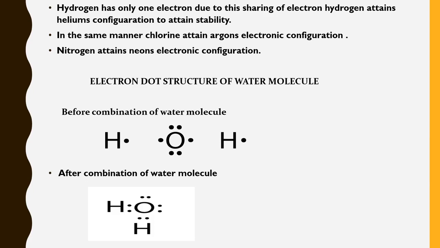Next, we are moving to the electron dot structure of the water molecule. How does the combination take place? Before combination, oxygen has 6 electrons in the valence outer shell, and hydrogen has only 1. After combination, oxygen combines with hydrogen to form H2O, and the structure becomes like this. This is the electron dot structure of the water molecule.